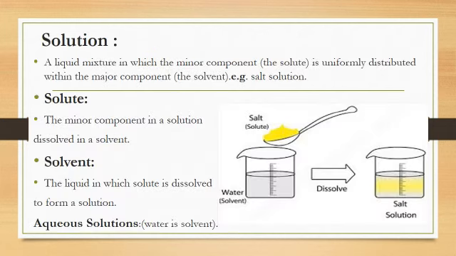What is a solution? A solution is a liquid mixture in which the minor component, which is the solute, is uniformly distributed within the major component, which is the solvent. For example, in salt solution, the salt is a solute, which is the minor component, and the water is a solvent, which is the major component. You can see in the diagram that salt solute is dissolved in water solvent, and as a result of this, salt solution is formed. Students, those solutions in which water is the solvent are known as aqueous solutions.